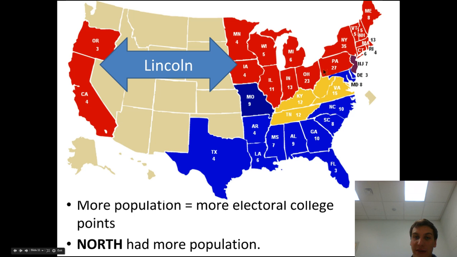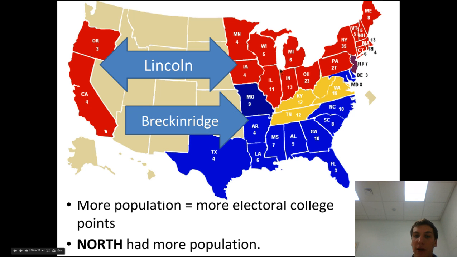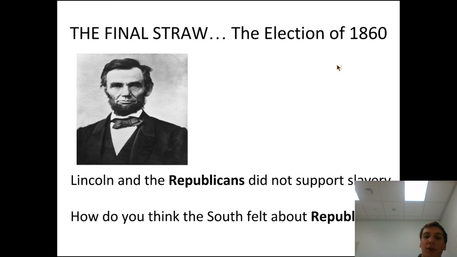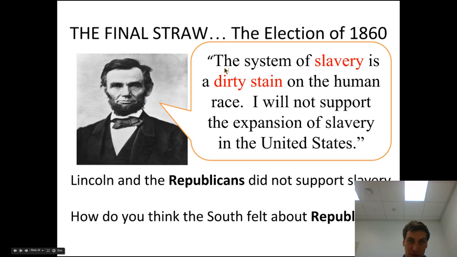So who won this election? Abraham Lincoln with the red, and Breckinridge was the blue. Abraham Lincoln clearly won because he won all those northern states, and the North got to elect its president. But Lincoln and his party was the Republican Party. They didn't support slavery. So he said, this is a direct quote, he said, "The system of slavery is a dirty stain on the human race. I will not support the expansion of slavery in the United States."